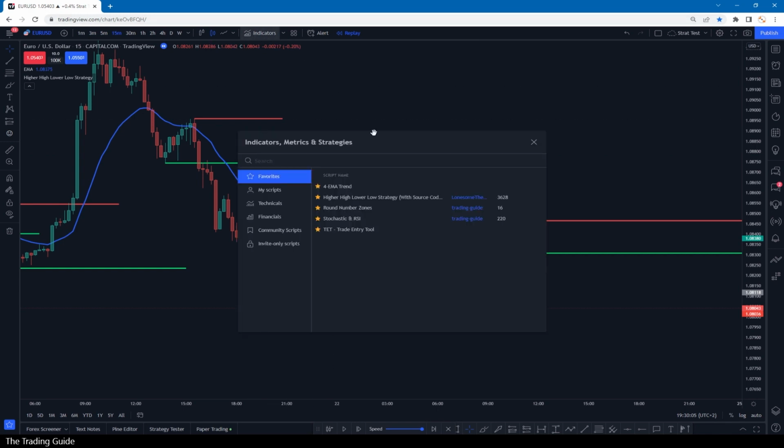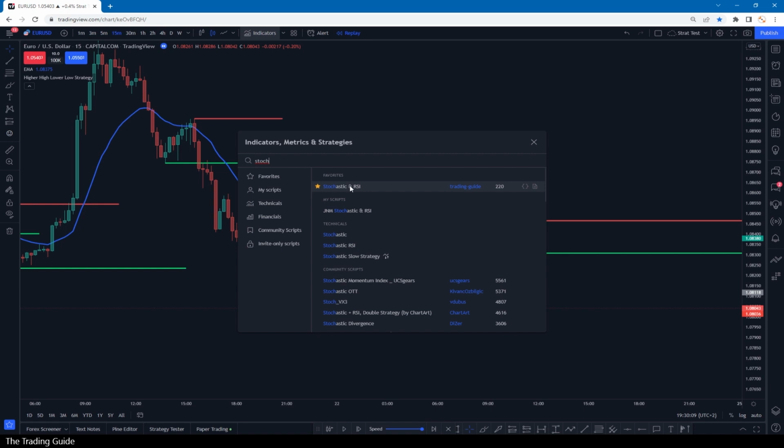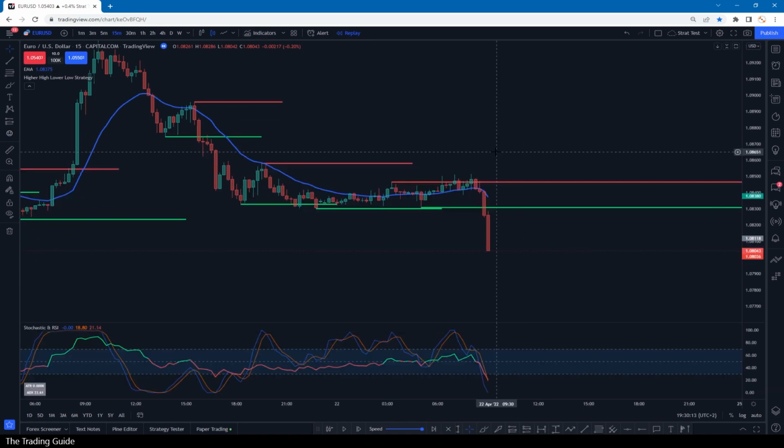The last one is my own indicator, the Stochastics and RSI, that displays the RSI and the Stochastics in one panel. Okay, so let's start with the strategy.